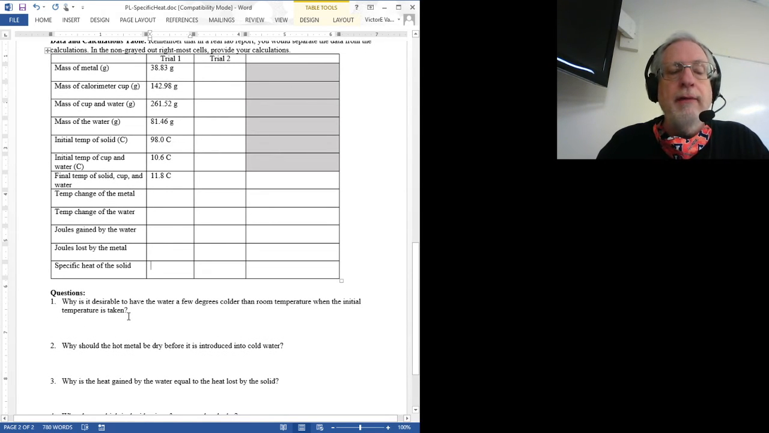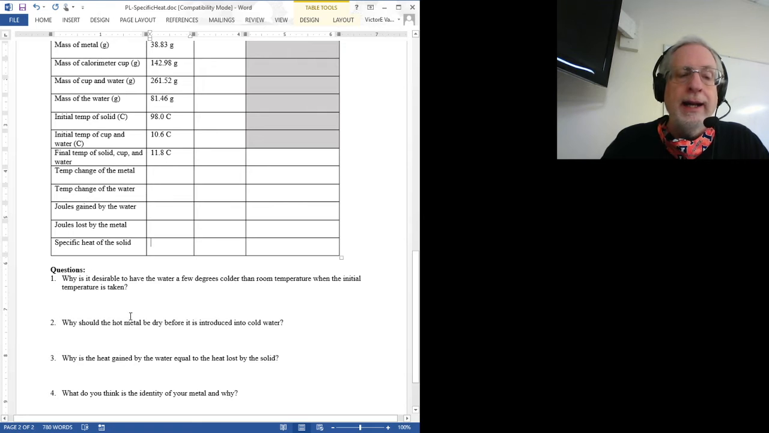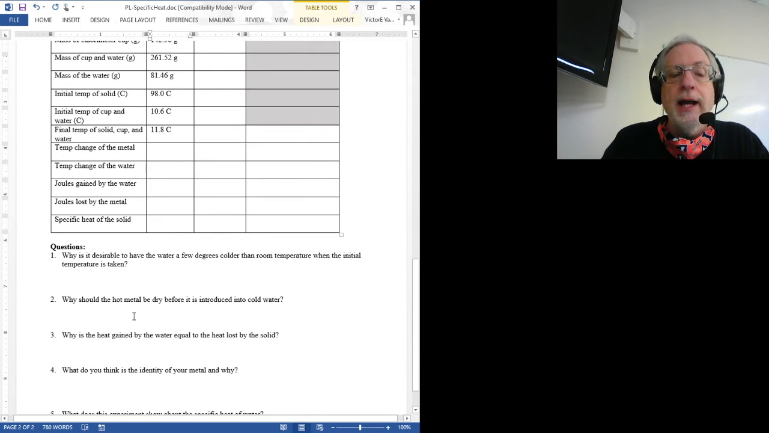Why is it desirable to have the water a few degrees colder than room temperature? Think about what happened, think about what could happen, and try to answer that. I don't want to give too much away there. Why should the hot metal be dry before it is introduced into the cold water? I already told you that in the video.